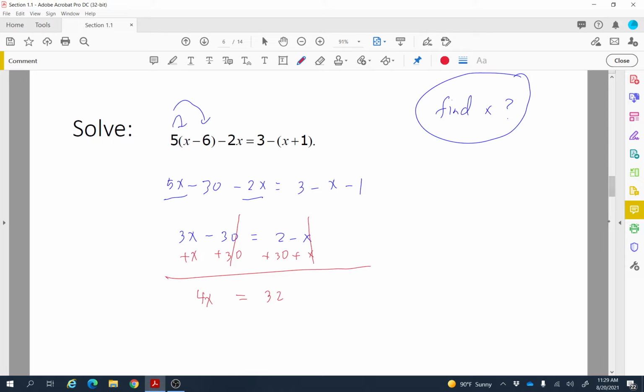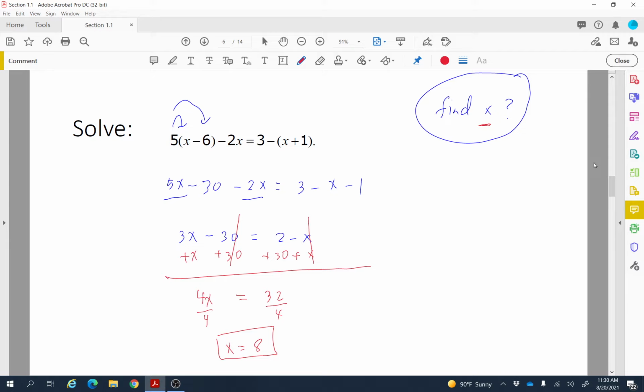Now our goal is to find x. That's only possible if we get rid of this 4 from the left side. Because there is a 4 times x, to remove this 4 you have to do the opposite operation. The opposite of times is division. That's why we divide both sides by 4. So x is equal to 8. That is the solution for this equation.